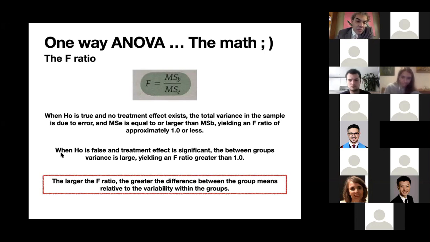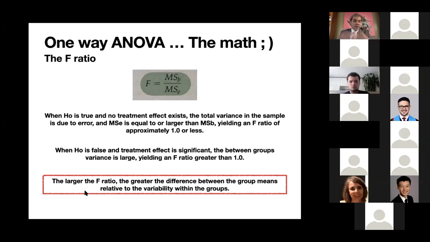And the opposite. When the null hypothesis is false and the treatment effect is significant, the between groups variance is large, yielding an F ratio greater than 1. Here I put: the larger the F ratio, the greater the difference between the group means relative to the variability within the groups. So with a larger F ratio, it's easier for me to find statistically significant results.